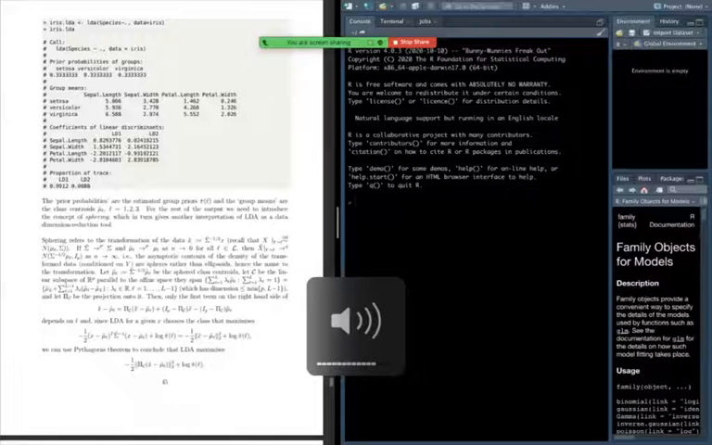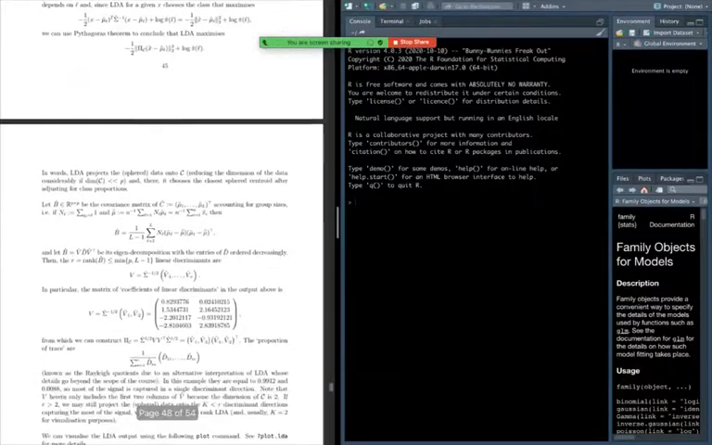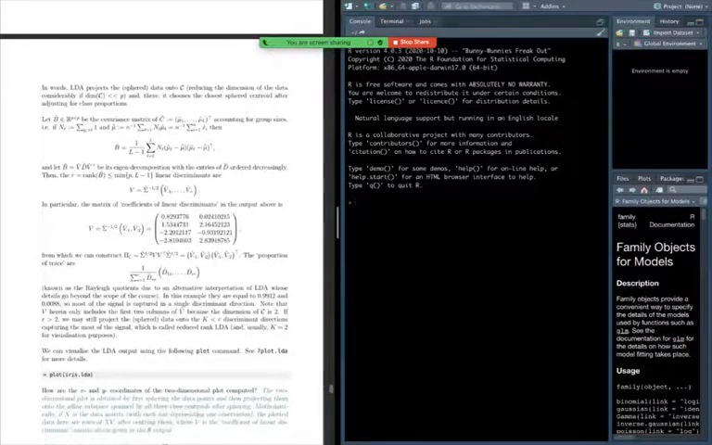I was wondering if you could explain a bit about the coefficients of linear discriminants, why it is defined in the way that it is defined. So you mean this V then? Yeah.